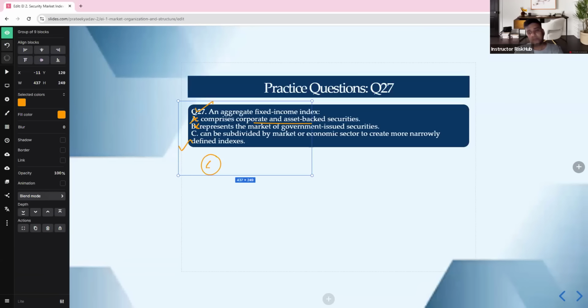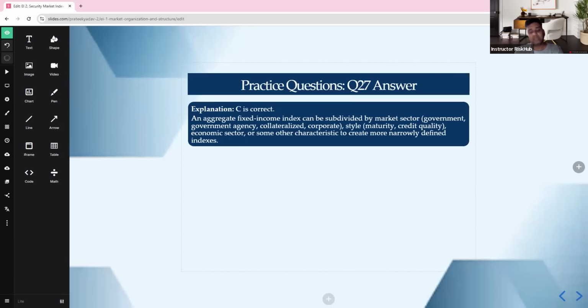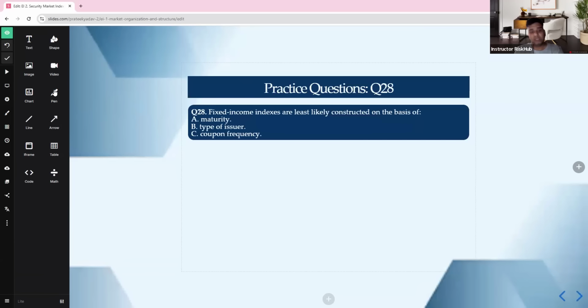Okay. See, the key idea here is what we need to understand is aggregate is equal to your whole bond market. And then they are broken down into segments, right? So remember that. Then we get into question number 28.